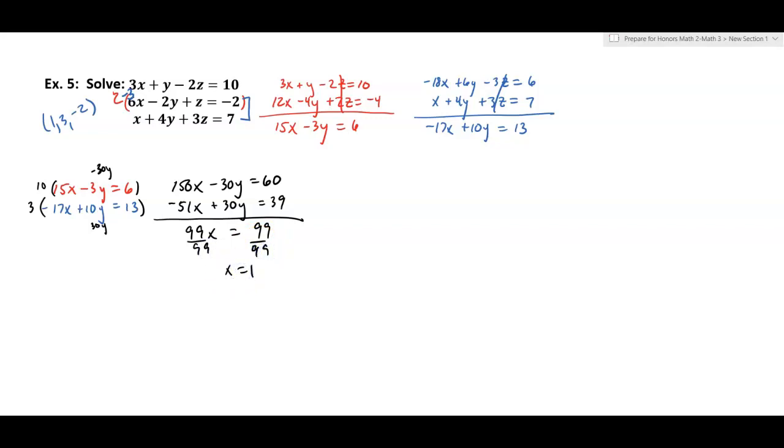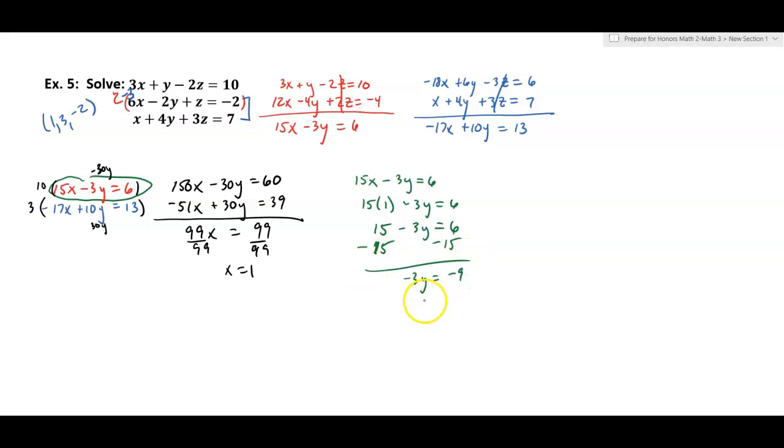So I'm going to use that now, right? I'm going to take the top equation, 15x minus 3y equals 6. I'm going to replace x with 1. So 15 minus 3y equals 6. Subtract 15. Negative 3y equals negative 9. Divide by negative 3, y is equal to 3.